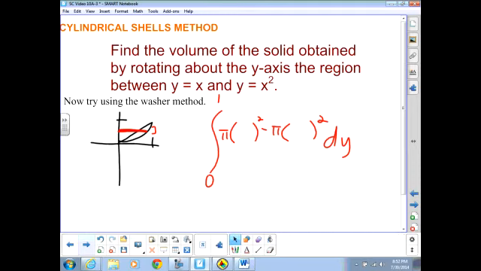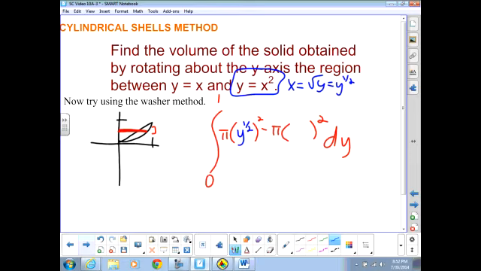Our outer radius is the red there. Well, that's just an x value. That x value, that's represented by the y equals x squared equation. So x would be equal to the square root of y, which is also y to the 1/2. So that was our outer radius.